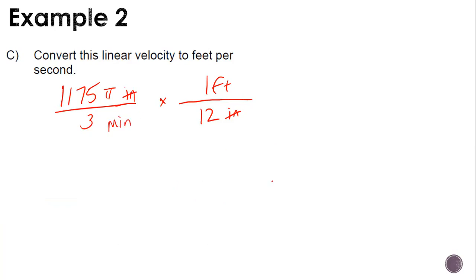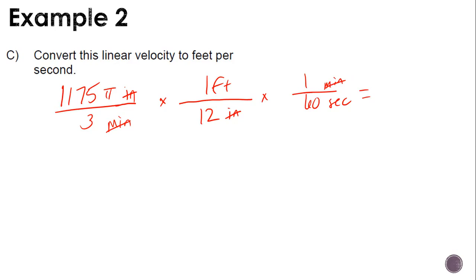Minutes. There we go. I need to go from minutes to seconds. So how do I do that? Minutes in the numerator. 1 minute equals 60 seconds. Am I down to the units that I want? Yes.